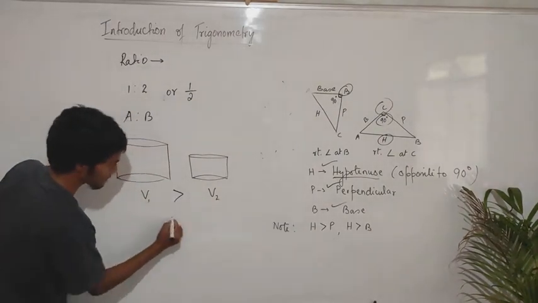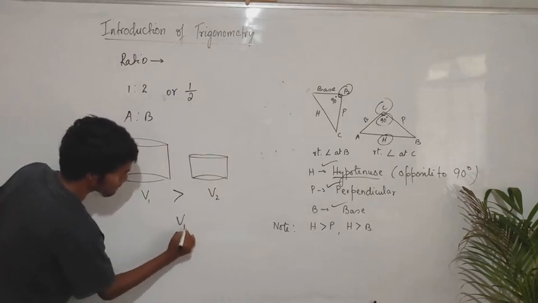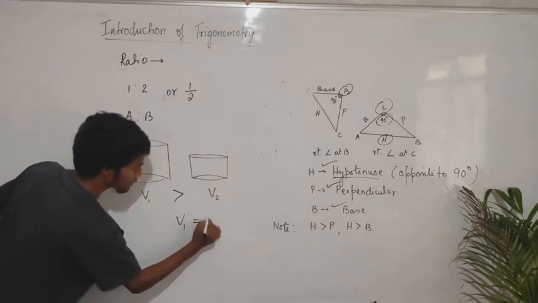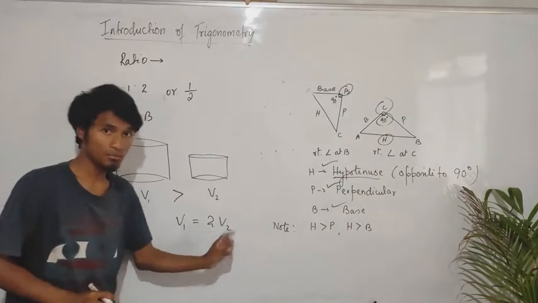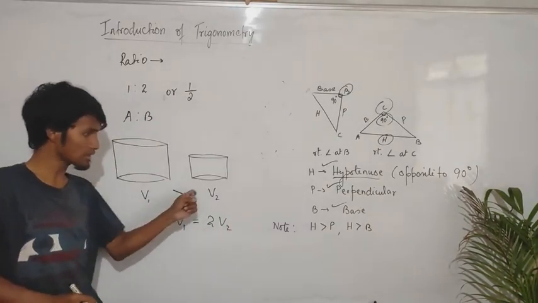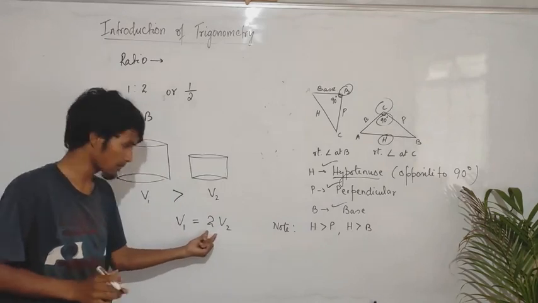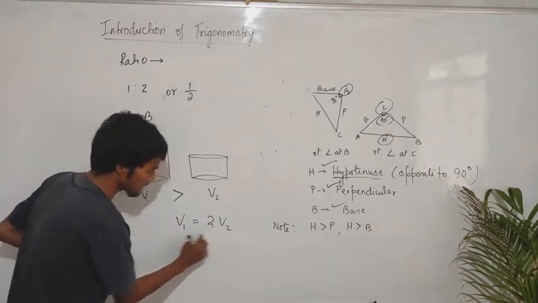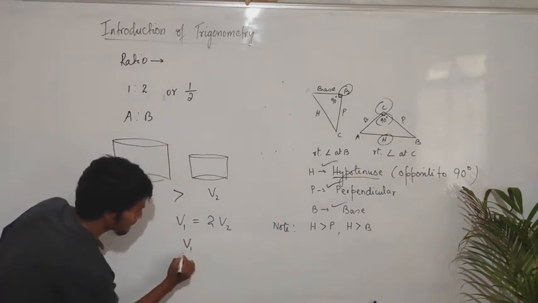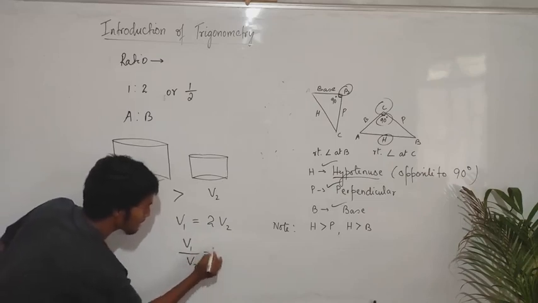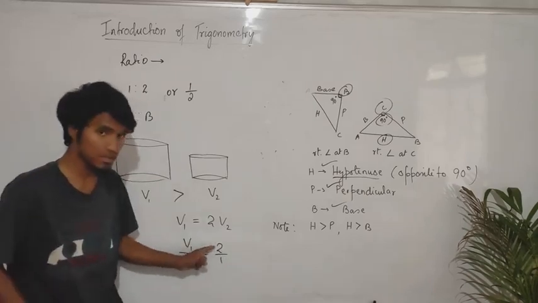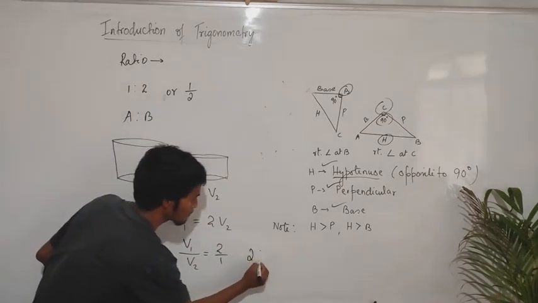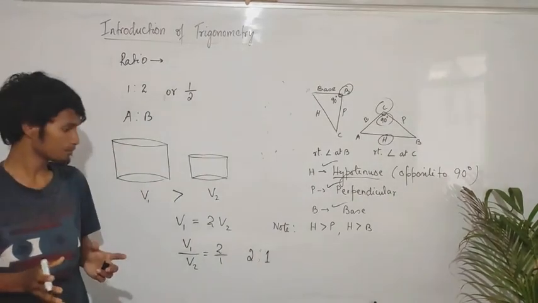Let's say V1 is greater than V2 by 2 times. We can write V1 is equal to 2 times V2. Now if I take this V2 to this side, V1 by V2, then what is left here? 2 is to 1. We can write this as 2 is to 1, the ratio.